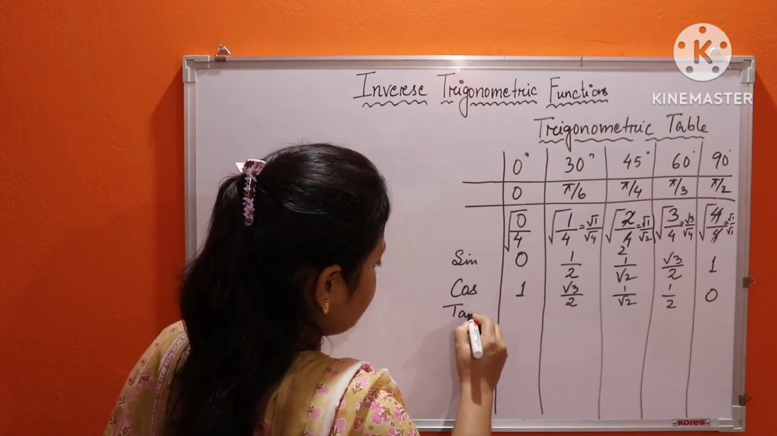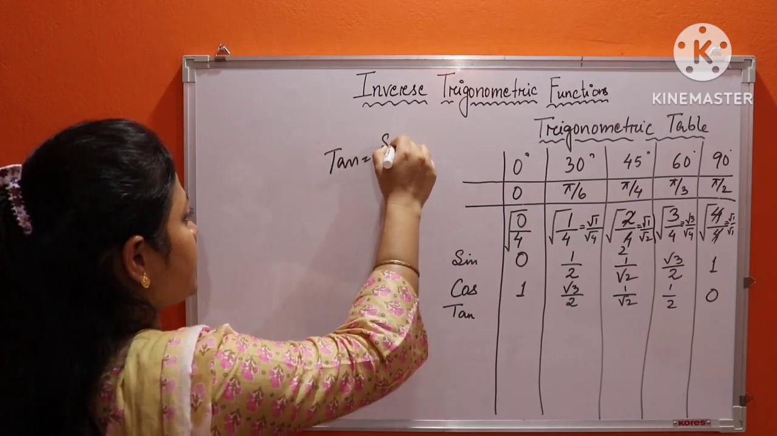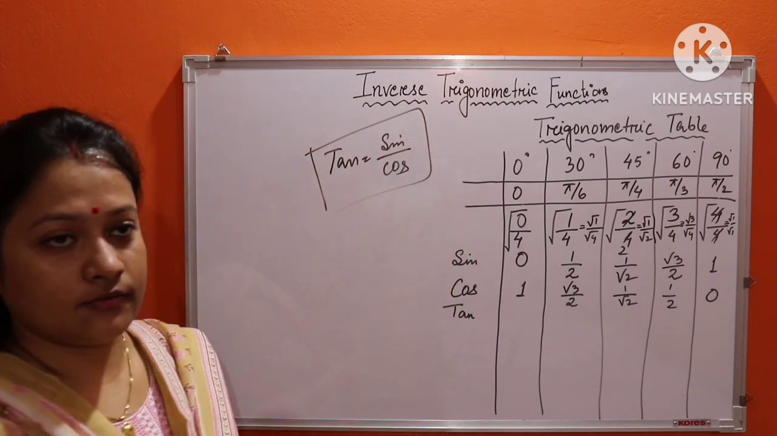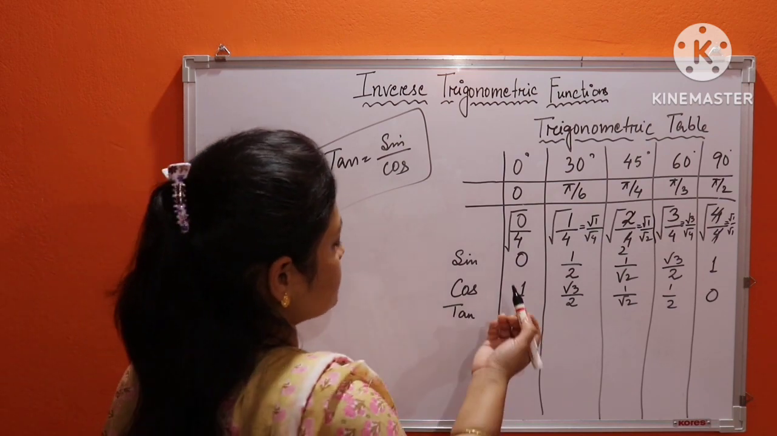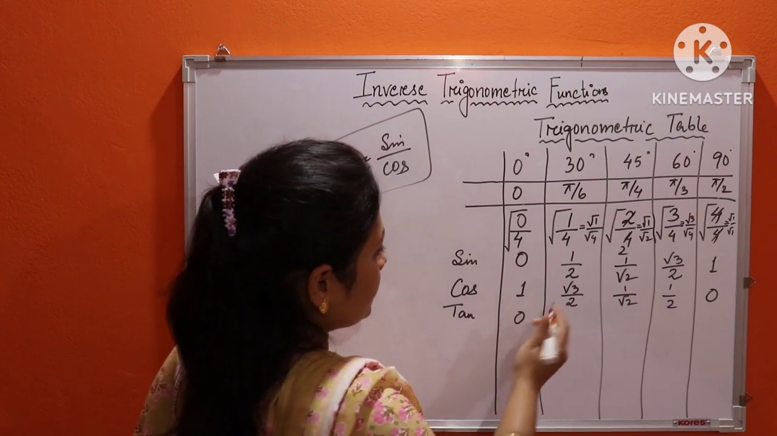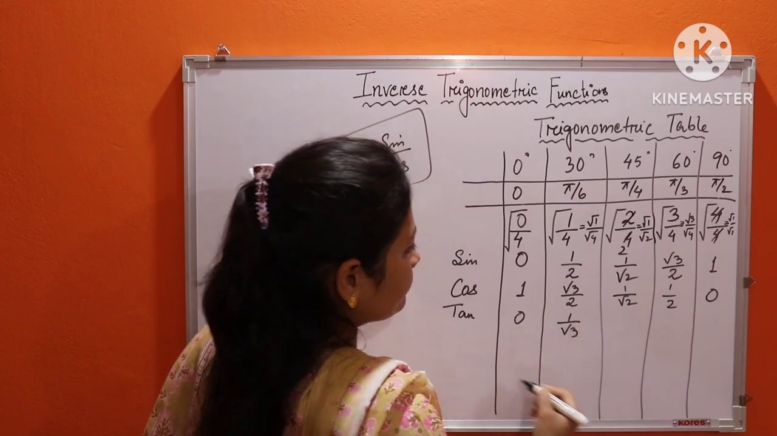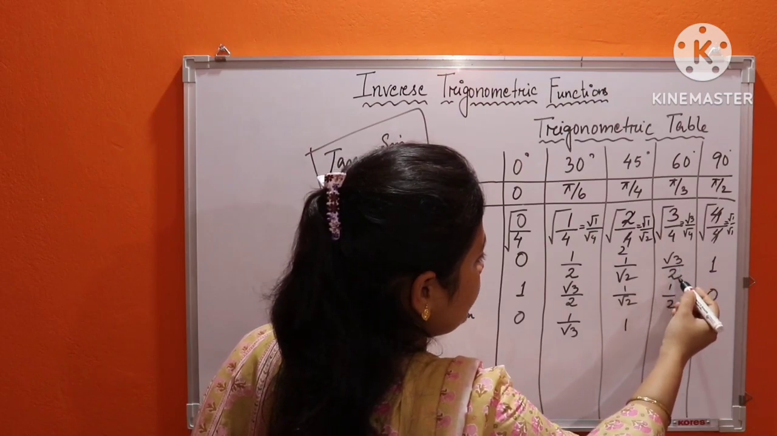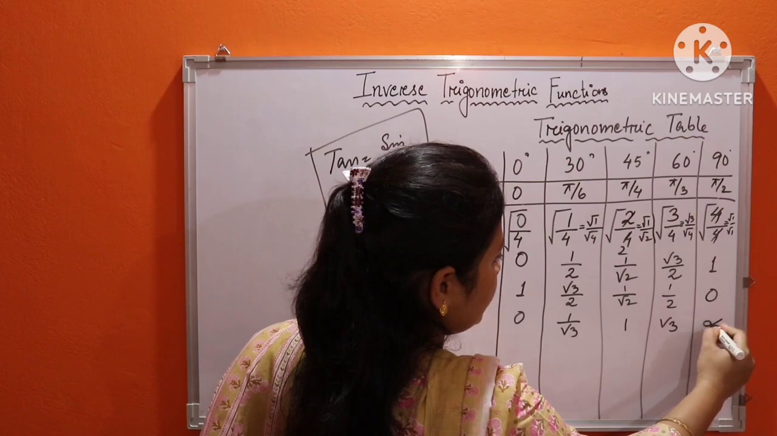Next, let us write down tan. As we know, tan is equal to sine by cos. Many questions we have done with this concept in our previous classes. So tan is equal to sine by cos. Sine by cos 0 by 1, 0. 1 by 2 divided by root 3 by 2 will give you 1 by root 3. 1 by root 2 by 1 by root 2 will give you 1. Root 3 by 2 divided by 1 by 2 will be root 3. 1 by 0 will be infinity.